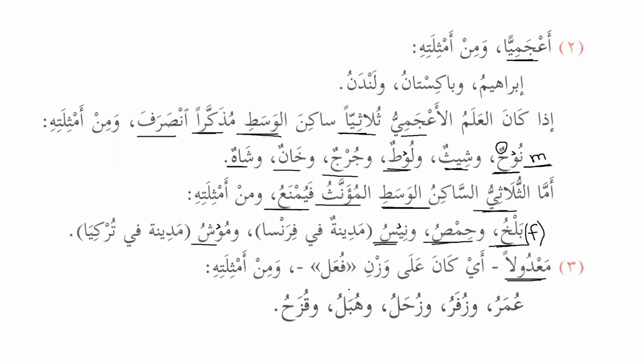Ma'dulan ay kana ala wazni fu'alu, if it's on the pattern of fu'alu, and from the examples: Umaru. So the grammarians say basically the name was Amirun, and from Amirun, they say that justice has been done to this, and then they have changed it into Umaru. So they call it ma'dulan, but I would say since it's on the pattern of fu'alu, that's why it is mamnu min as-sarf. Umaru, similarly we have Zufaru, Zuhalu, Hubalu, and Quzahu. So these are the nouns that are on the pattern of fu'alu, and they are also mamnu min as-sarf.